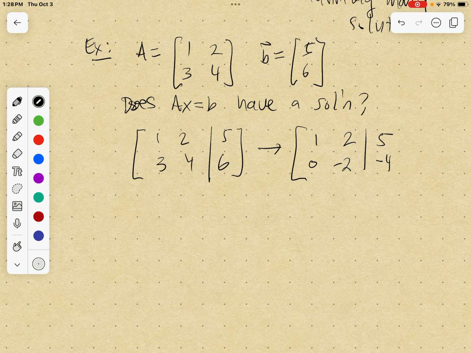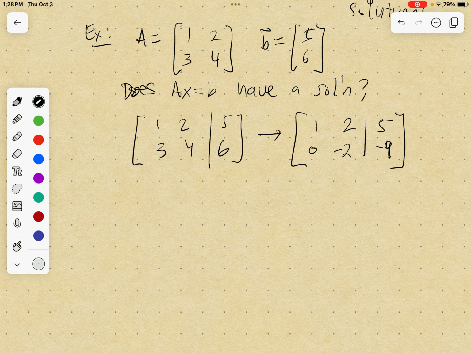No, negative 9. Because the first row, when you multiply by 3, is going to be 3, 6, 15. Okay, so you're going to get this. And now we see that this does have a solution, yes, because I have a pivot. I look at this, this augmented matrix is in echelon form, right? This part is in echelon form.